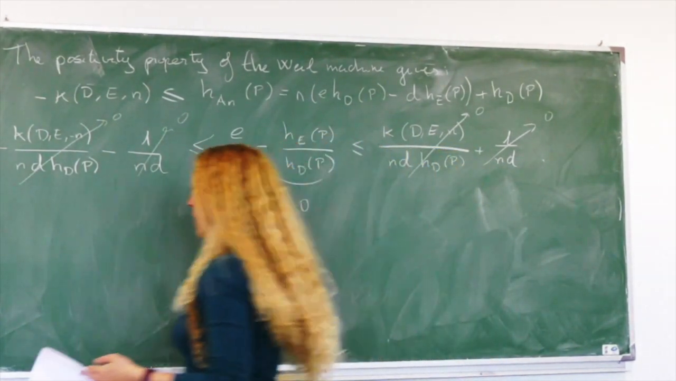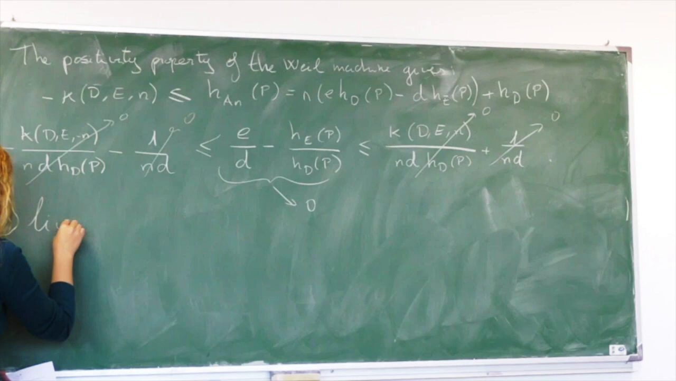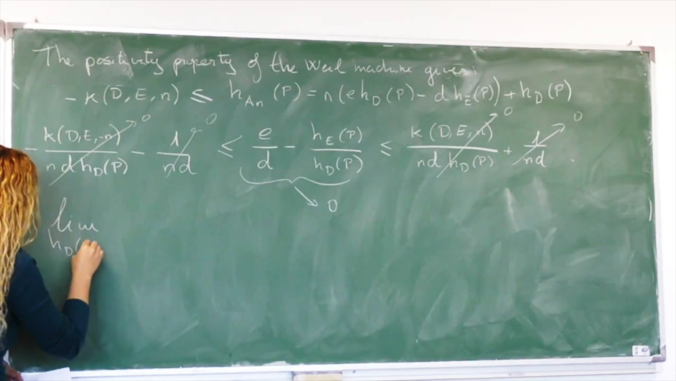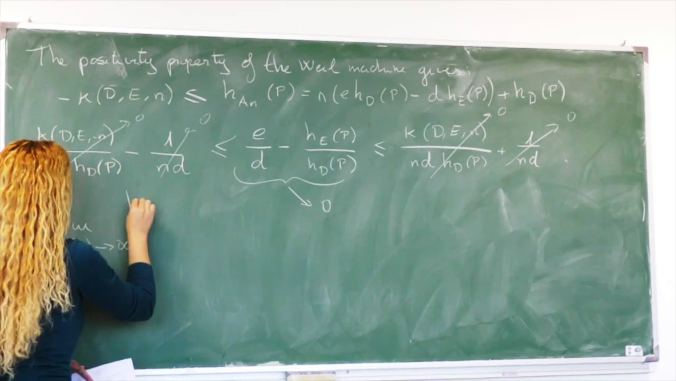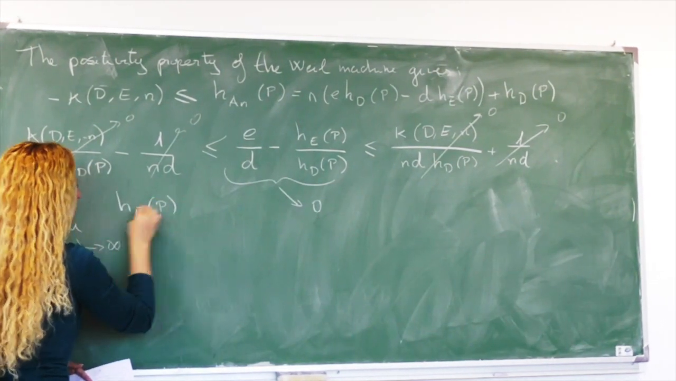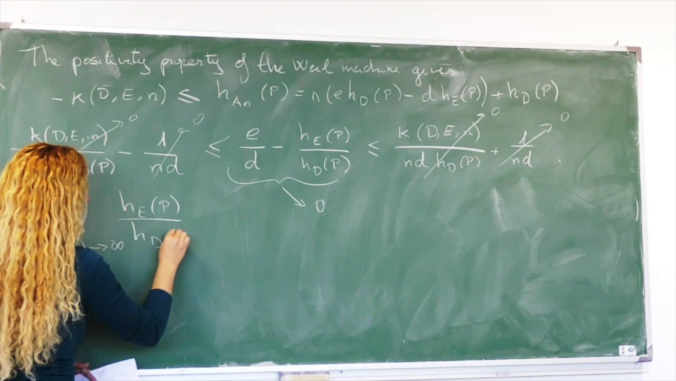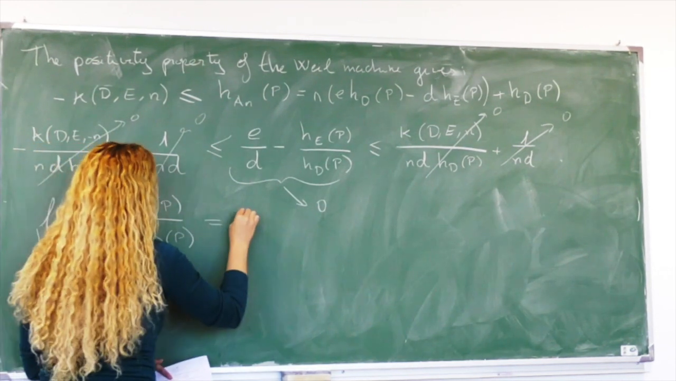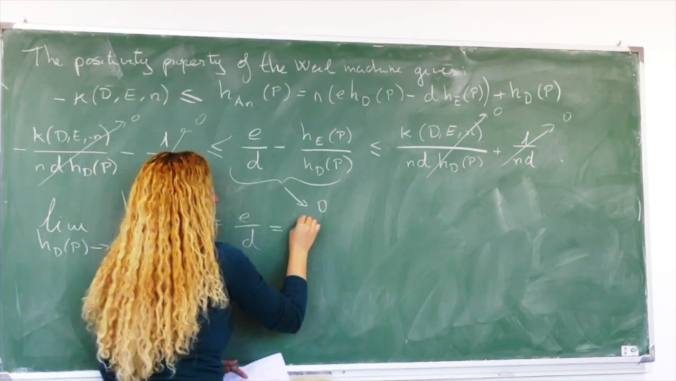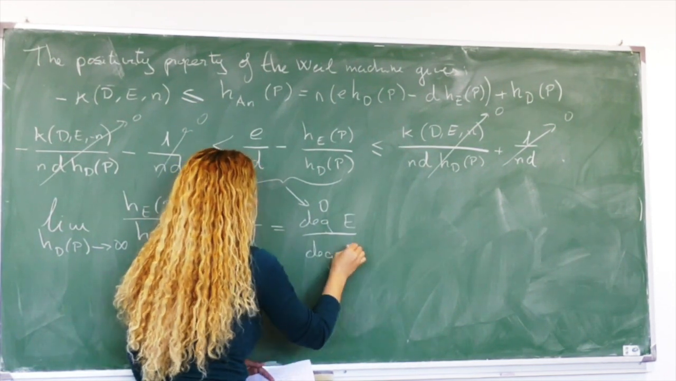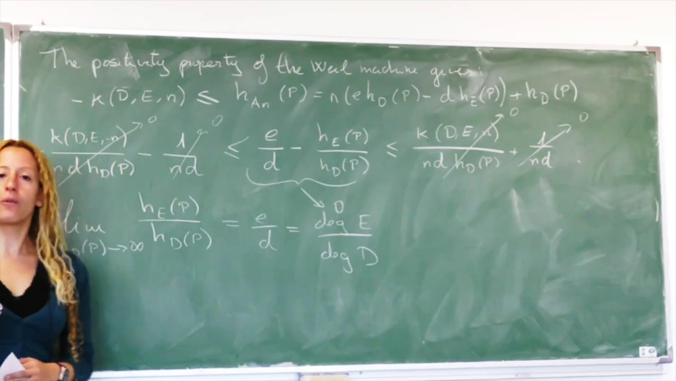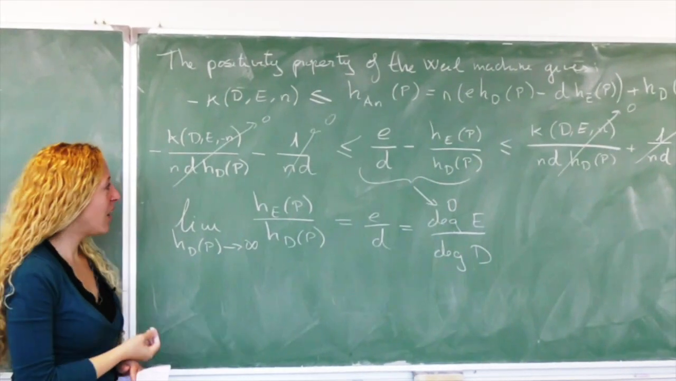And this is what we want, right? This means that the limit, when the height of P goes to infinity, of this quotient is equal to e divided by d. That was precisely, by definition, the degrees we were looking for. So we have the result.